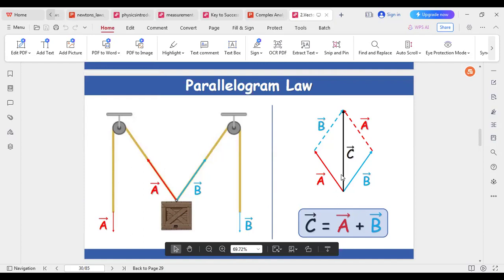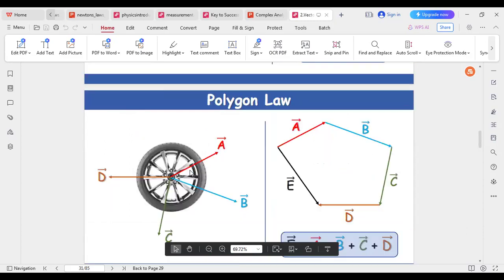So this vector C, the sum of these two vectors, the resultant, will be vector A plus vector B. This is the parallelogram law.